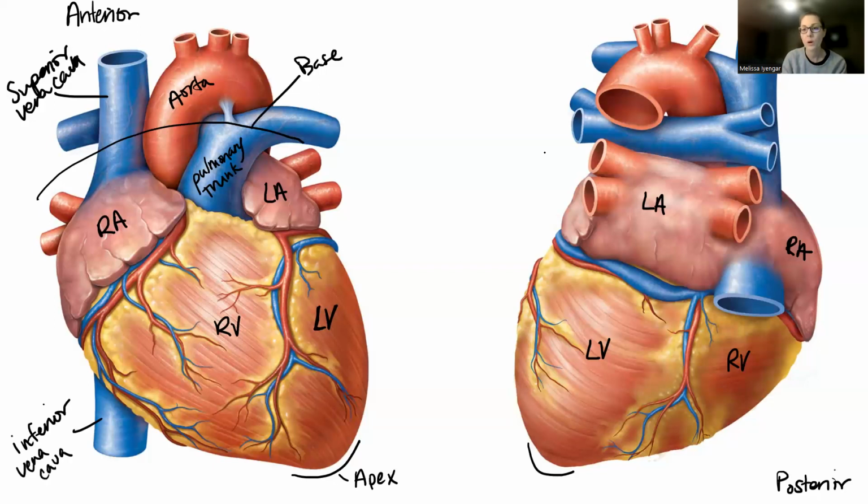Okay, so when we go to the back side of the heart, let me move my picture here. What you're going to see is that this blue vein right there is again the superior vena cava, and this blue vein in the back attached to the right atrium is the inferior vena cava. Okay, so those are the veins that are attached to the right atrium.